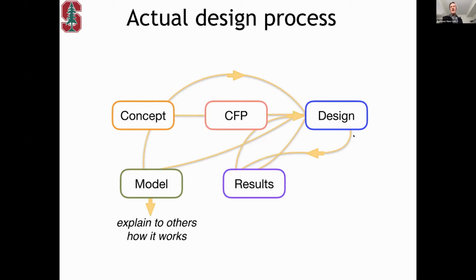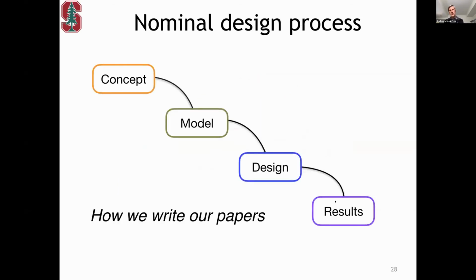And then, okay, if we're going to write the paper, we need to have a model to explain to others why it actually works. But lo and behold, when you do the model, you actually learn more and you refine your design. You realize you could get better performance, and so the design goes through an iteration, and finally you test it and get your results. And then you write the paper, and when you write the paper, it goes like this.